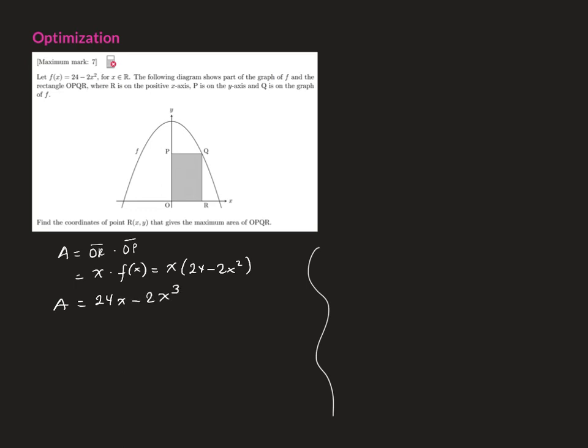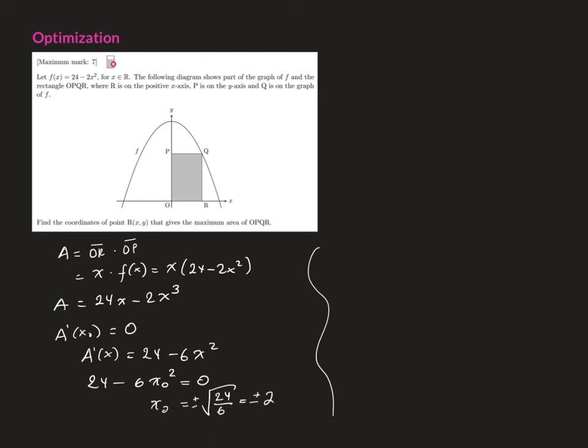Now, in order to find the maximum area, we need to find the critical points for this function. So we want to see for which values of x the derivative will be 0. The derivative of A is 24 minus 6x squared. So 24 minus 6x sub 0 squared would be equal to 0. And solving for x sub 0, we get the square root of 24 over 6, plus or minus. And that is equal to plus or minus 2.